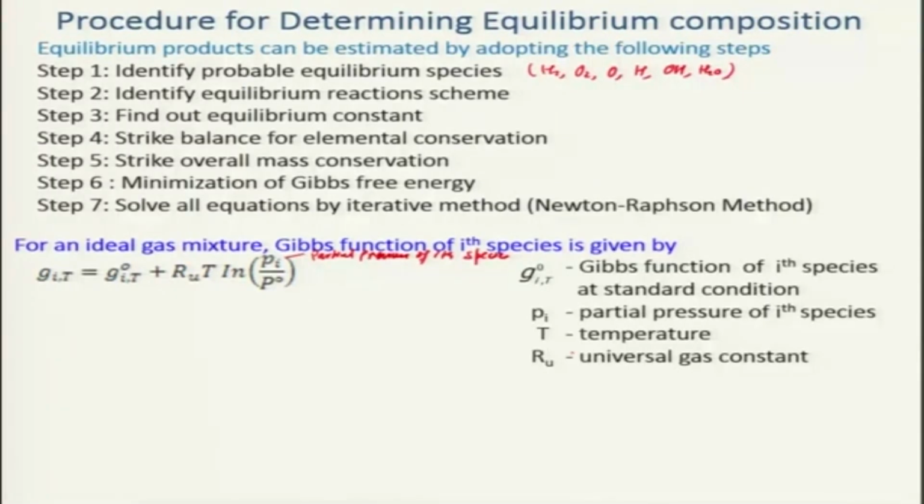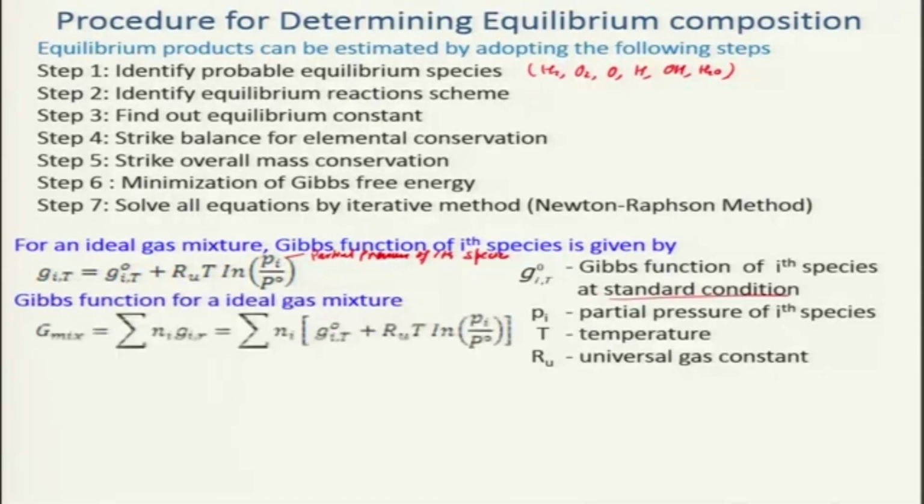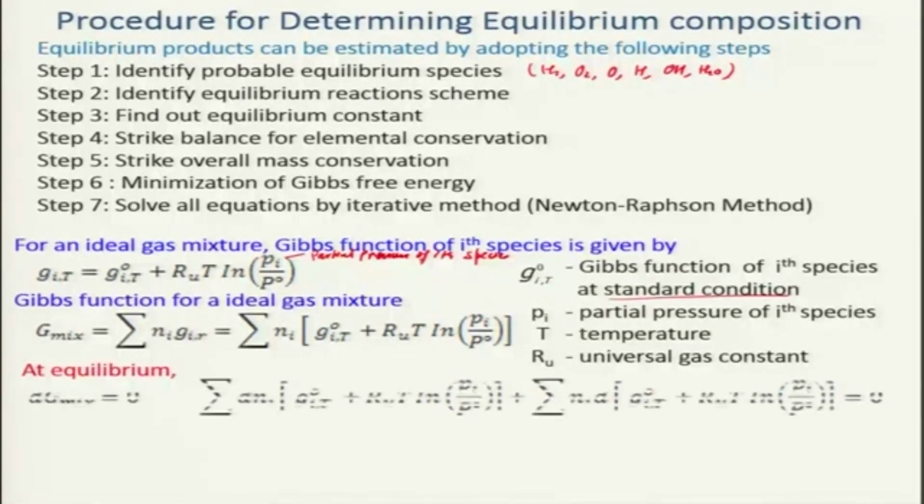Of course, I have already told you that R_u is the universal gas constant, and this is the Gibbs function of the i-th species at standard condition. The Gibbs function for an ideal mixture will be G_mix equals the sum of N_i G_i, and as I told, it will have two components. One is the Gibbs function of the i-th species at standard state, and the other is the change due to the change in partial pressure or the mole fractions of the species. And at equilibrium, dG will be equal to 0.